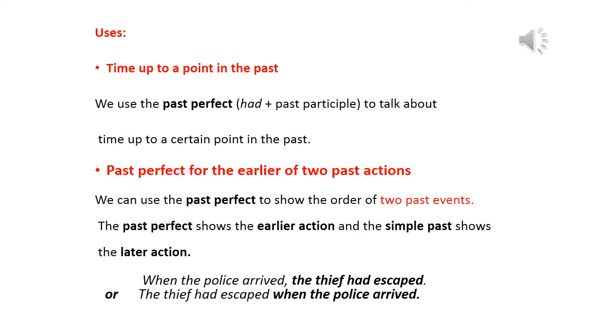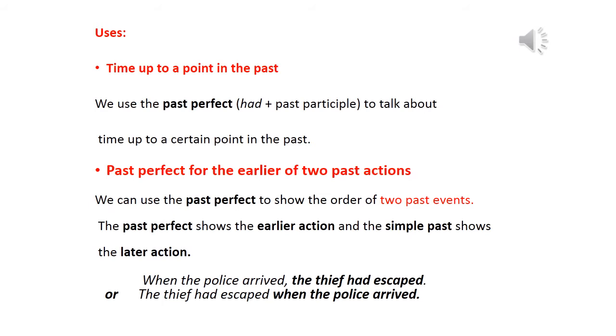Now look at these examples. When the police arrived, the thief had escaped. So if you look at the meaning in this sentence, we can see that there are two actions. One is the arrival of the police and the other is the escaping of the thief. But out of these two actions, which action was completed first? So the first completed past action takes the past perfect tense, and the second completed action also in the past takes the simple past. And that's how we have a combination of the past perfect and the simple past.